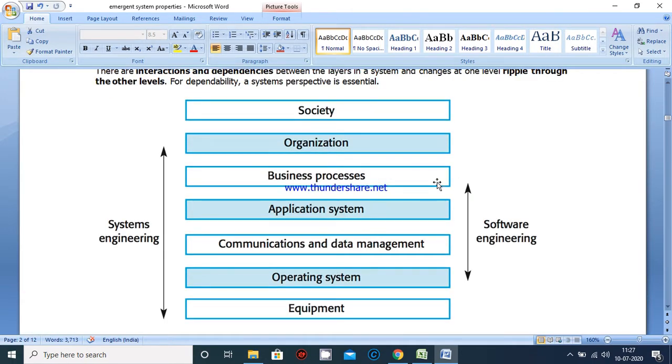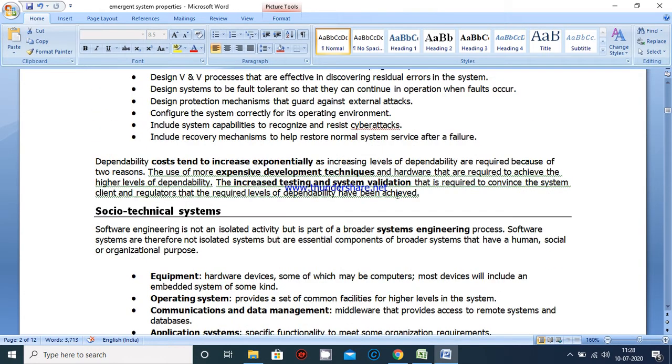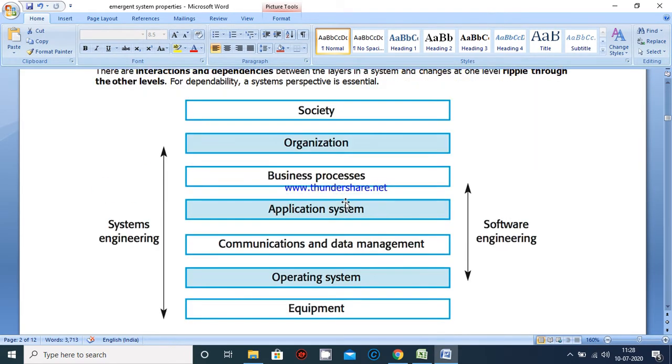So this is the diagram which shows how system engineering and software engineering collaborate for developing a particular socio-technical system using software engineering concepts. I discussed the equipment, which includes hardware, operating system, communication and data management, application systems, business process, organizations and society.